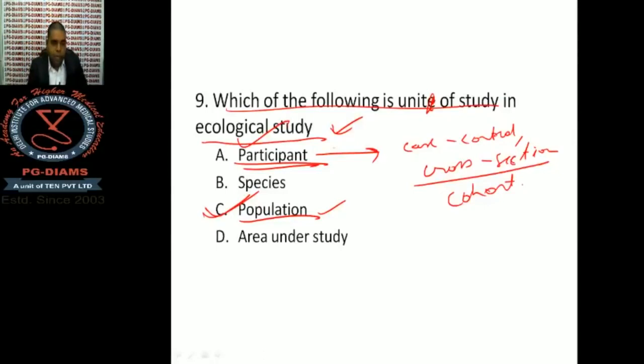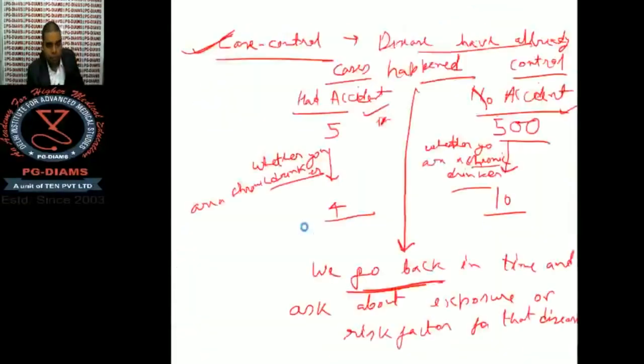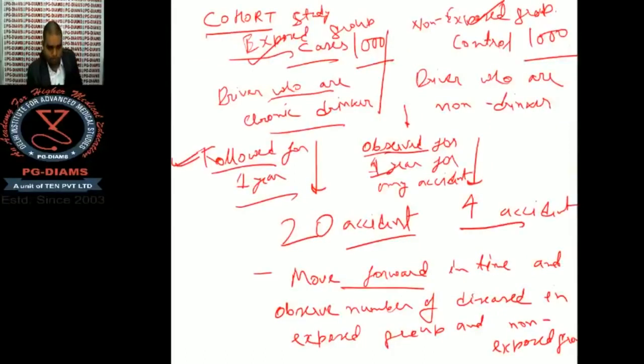But in an ecological study, suppose I want to know about the immunization rate of measles in a population. Then this is a type of ecological study, and an ecological study is based on population, not on the individual. Clear? Very good. Now let's move to our next question.